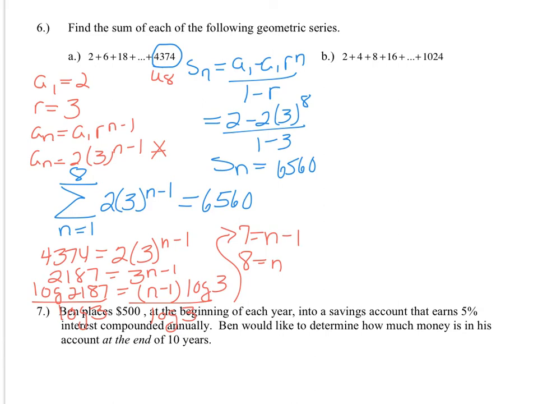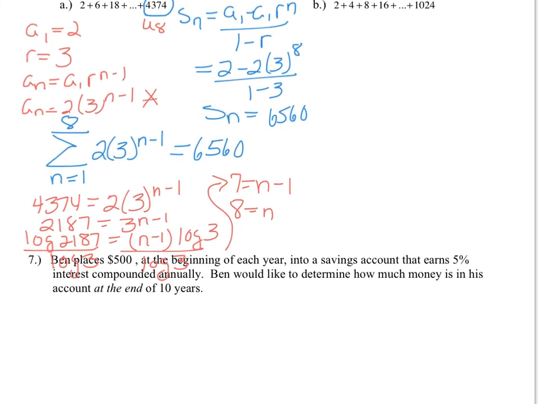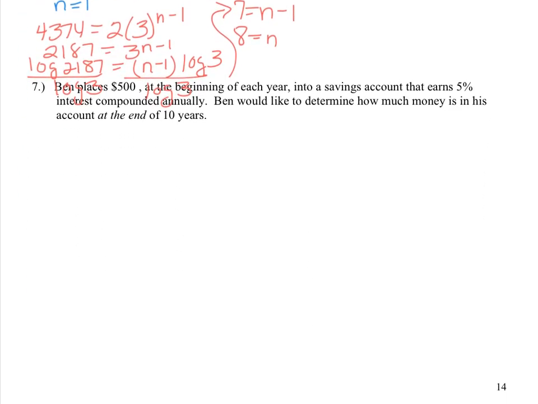Okay, let's take a look at our last question here, number 7. Even though I wrote on it a little bit, we can still read it. Ben places $500 at the beginning of each year into a savings account that earns 5% interest compounded annually. Ben would like to determine how much money is in his account at the end of 10 years.